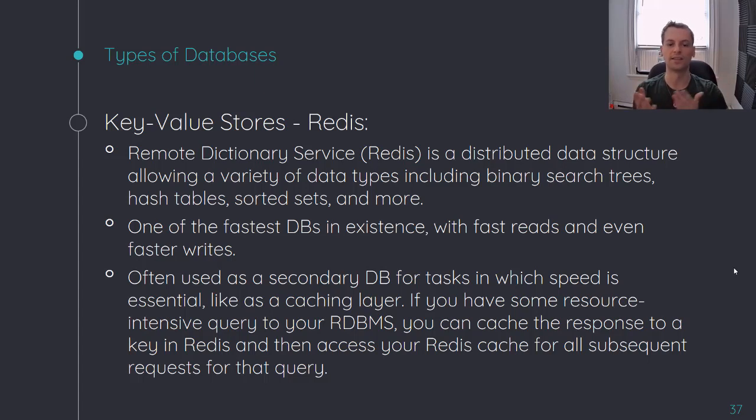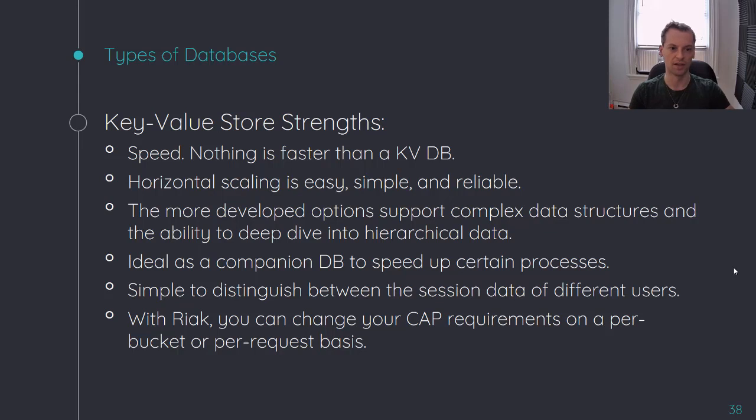And most commonly, it is used as a secondary database for tasks in which speed is essential, like as a caching layer. So if you can imagine, you have a relational database that has a really complicated query that a lot of users are frequently making. What you can do is you can make that request and then cache it into your Redis database, and then anytime somebody comes in to make an additional query with that exact same query, you can just give them the response you have cached, rather than having to run the whole query all over again, probably giving you a big performance hit. Very, very valuable for that purpose.